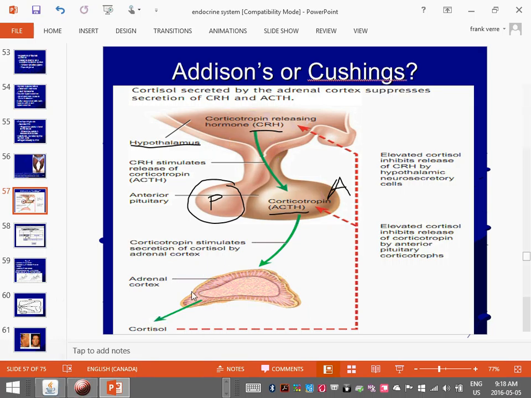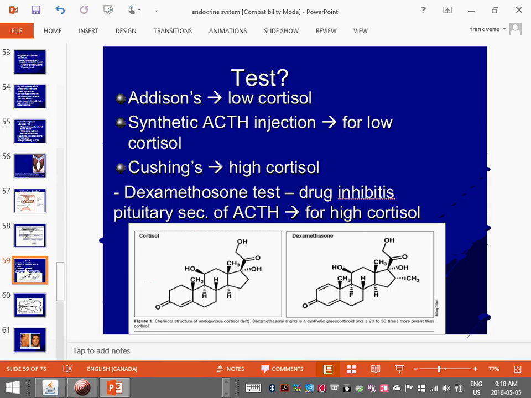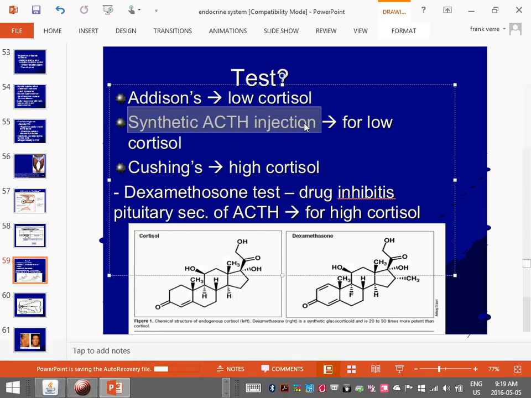So, how do you know? What could you do? Well, one thing you could do is this. You can give your patient an injection, a synthetic injection of ACTH, okay? Let's say we give them an injection of ACTH, and the cortisol levels don't change, okay? They don't change. What does that tell you? What could that be telling you?